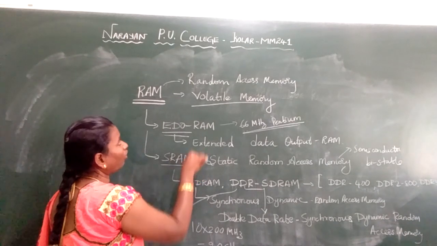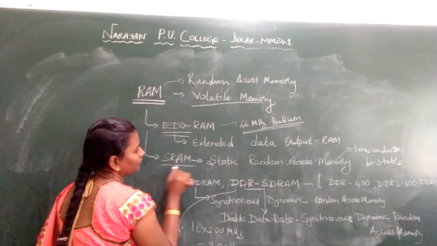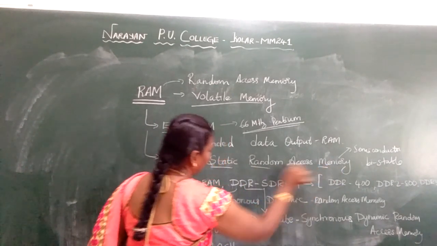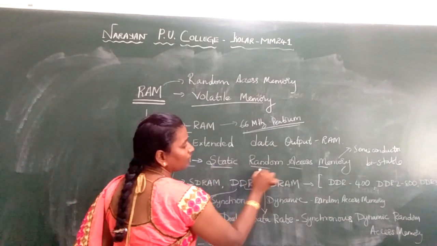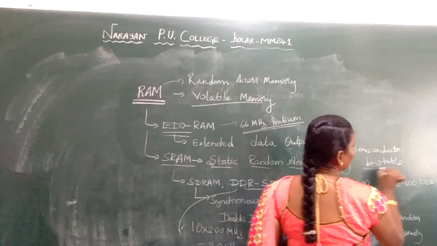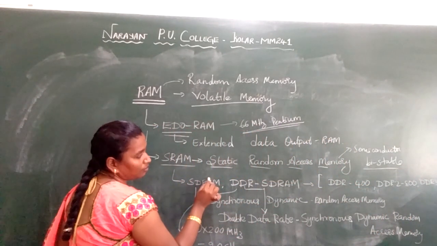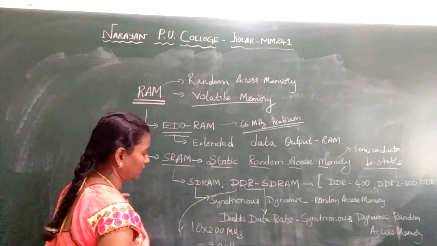Next we discuss SRAM. This is another type of primary memory, another type of RAM. S stands for Static, so SRAM stands for Static Random Access Memory. It is usually made up of semiconductor and it is bistable.